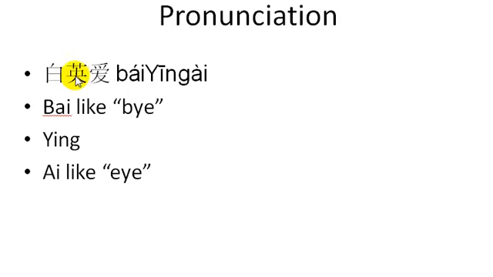Okay, lastly, we have bai ying ai. The bai is like bye. You're familiar with the yin, and this ai at the end is like I. So we come up with bai ying ai. Bai ying ai. So let's try that. Bai ying ai. Bai ying ai. Very good. And that concludes this pronunciation video.